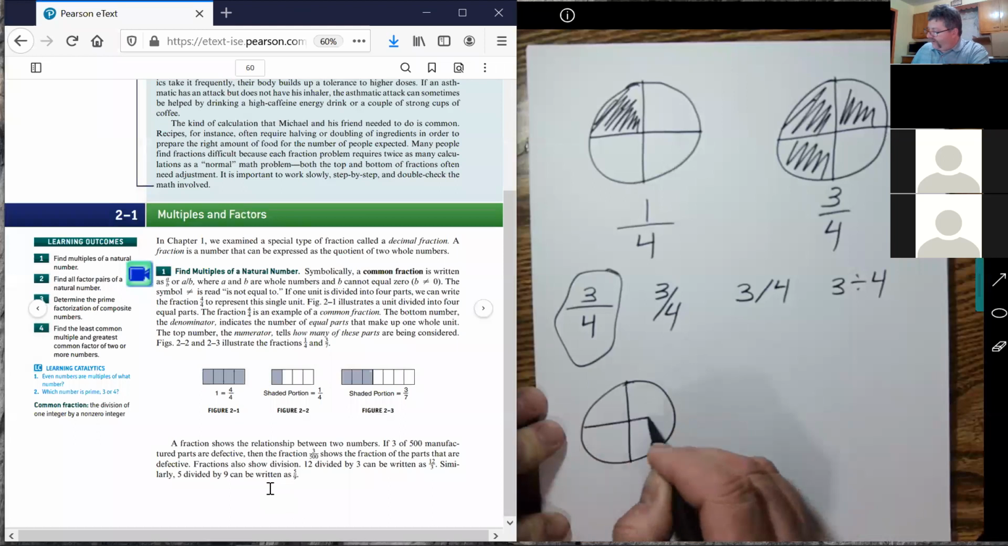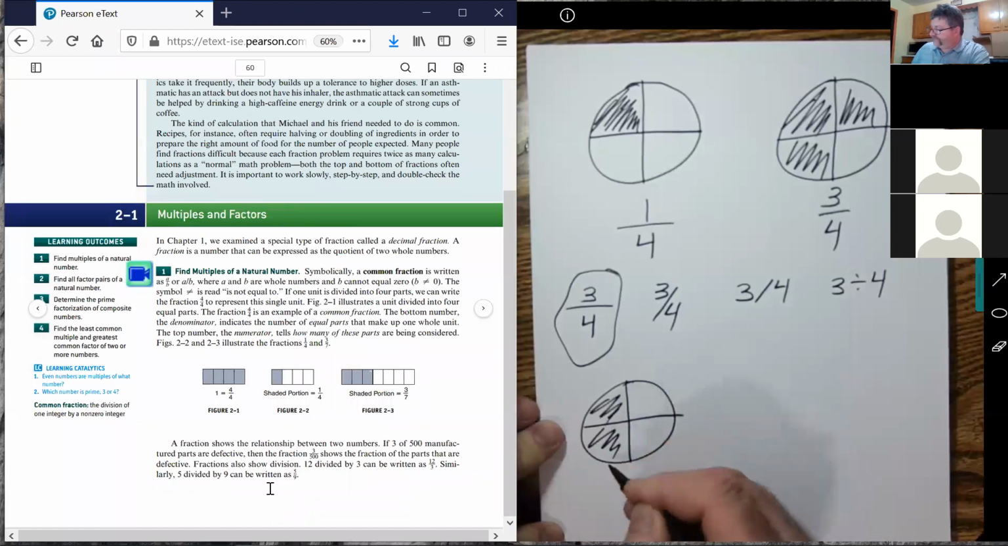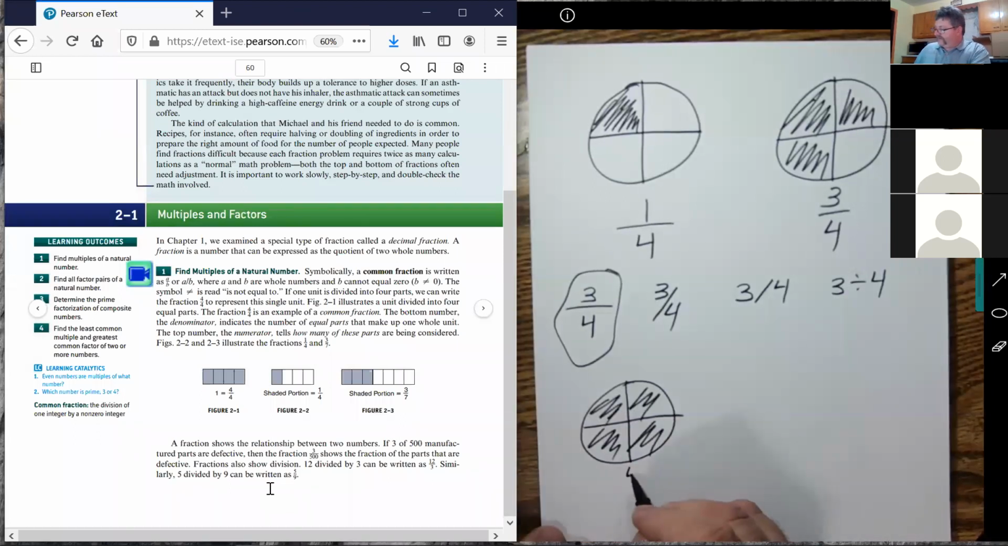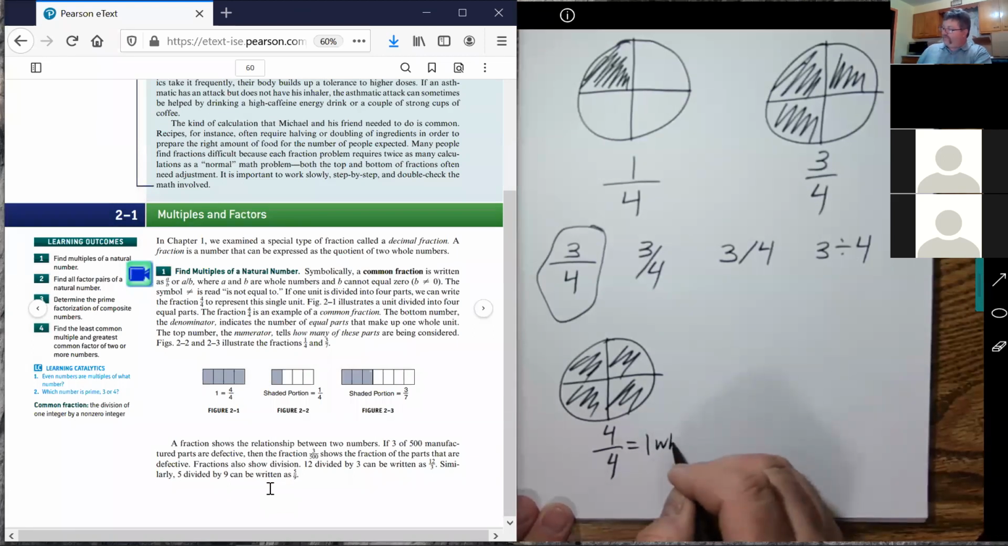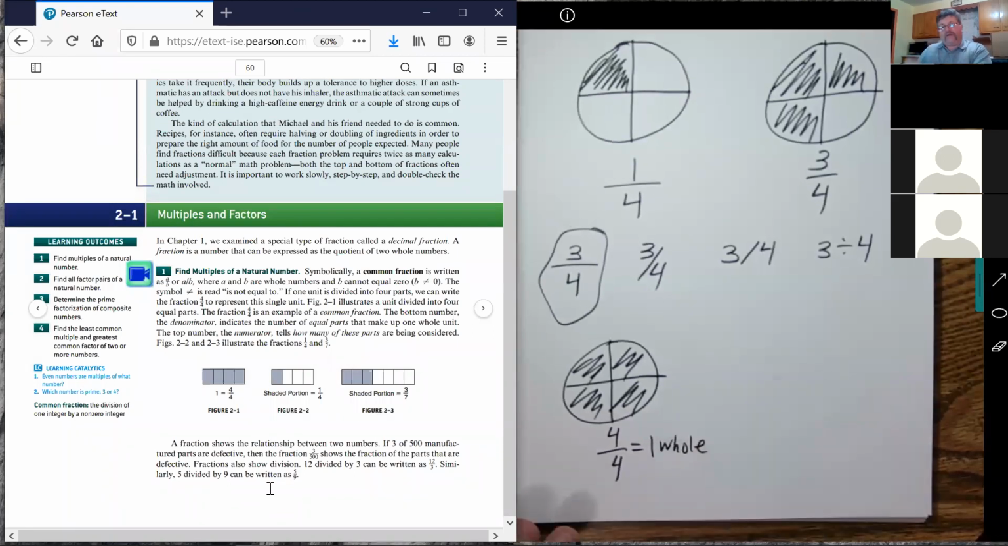What if I have 4 out of 4 pieces? Well, you say you got the whole pie then, buddy, right? You got all 4 pieces. 4 divided by 4 is, of course, 1. So that would be 1 whole pie in this case. So if I have the fraction of numerator and denominator the same, then it would be just a whole, 1 whole. It's not a part.